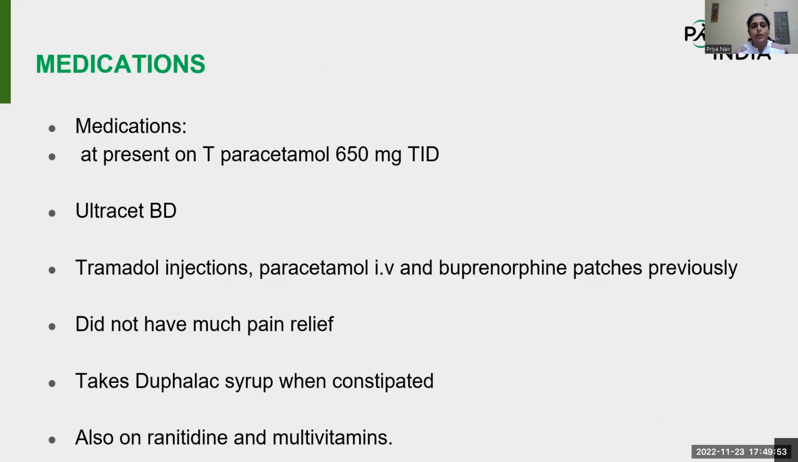At present, patient is on tablet paracetamol 650 milligram 3 times a day. He is not taking it regularly, and is also on Ultracet, which he takes twice a day. In the past, patient was on tramadol injections, paracetamol intravenous injections, and buprenorphine patches, which did not give him much relief. He takes Dufalac syrup when he feels constipated, and is also on ranitidine and multivitamins.